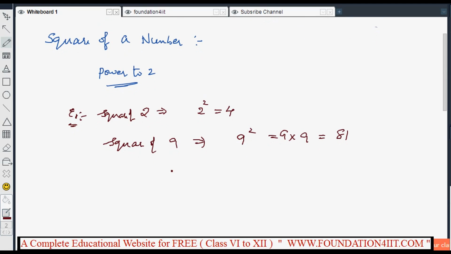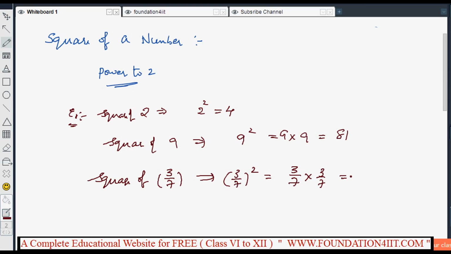Similarly, we can see the square of decimals as well as fractions. For example, the square of 3 by 7, that means 3 by 7 is raised to the power 2. So 3 by 7 into 3 by 7. 3 threes are 9 and 7 sevens are 49. Already we have seen some clear information in exponents and powers, right?